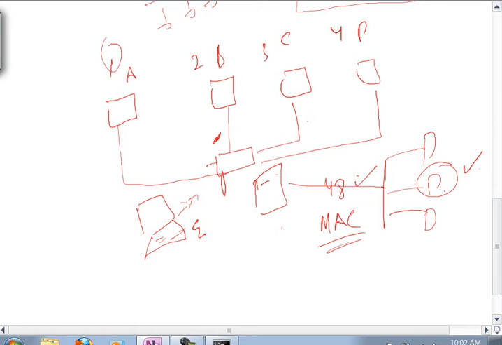Are you getting me? So how is an IP address assigned? What is an IP address? In an IP address we need to have two things. Remember, in an IP address we need to have two things. One is the network address, and the second is the host. Forget about MAC. I'm not talking about MAC.